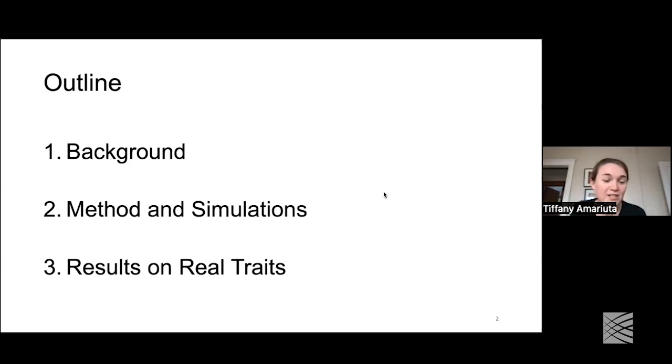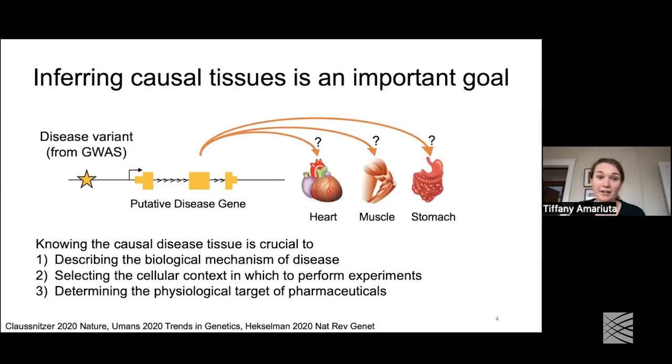So the outline of my talk is that I'll start with a bit of background and then go into the method and simulations and finally show results on real traits. So starting with some background. Today I'd like to convince all of you that inferring causal tissues and cell types for human diseases is an important goal. And today I'll be using the words tissues and cell types pretty interchangeably.